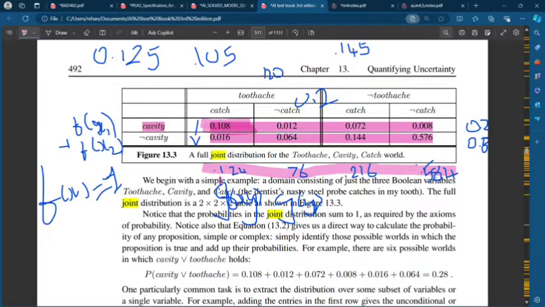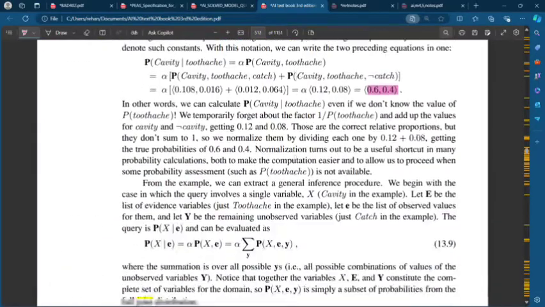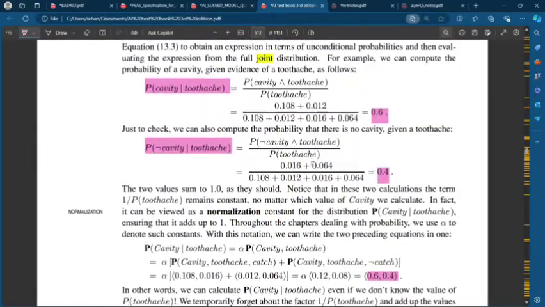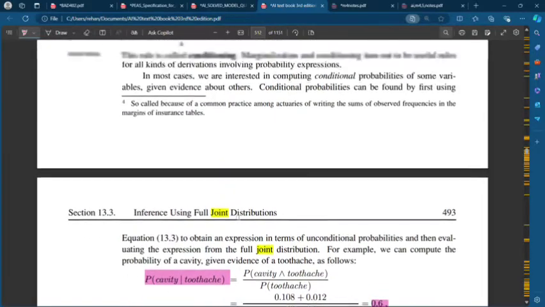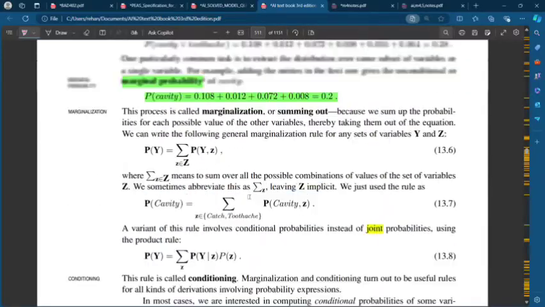Toothache, cavity, catch; toothache, cavity, not catch. In the same way, toothache, not cavity, catch; toothache, not cavity, not catch. That will come here. See here, cavity, toothache, catch; cavity, toothache, not catch. You just have to add the values. How will you add these values from the given table?